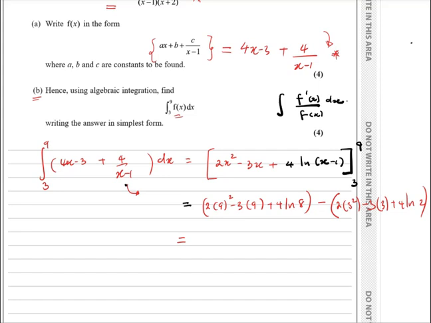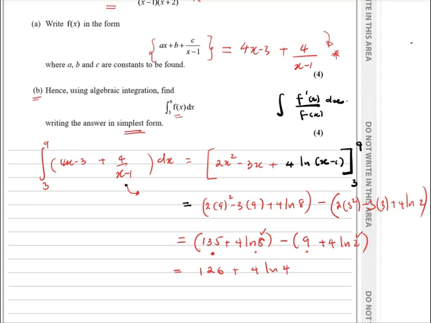Then when you simplify it, you can press your calculator. When you simplify this, you end up with 135 plus 4 natural log of 8, minus what you have here, which will be 9 plus 4 natural log of 2. So you have 135 subtract 9, which is 126, plus 4 into the natural log, because when you're subtracting natural logs, you divide. So the answer is going to be 8 divided by 2, but the 4 is common, so it is outside.